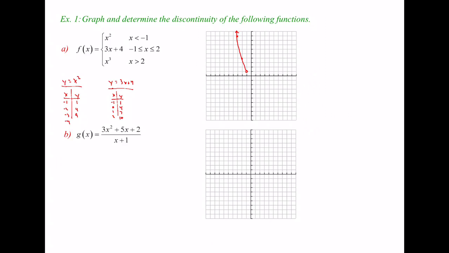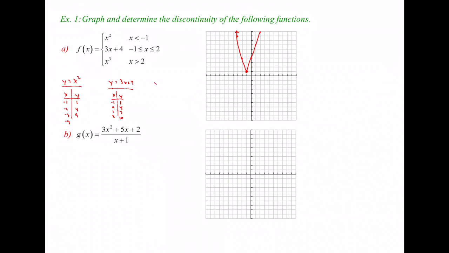At -1 and 2, they're both included. So at (-1, 1), where originally it was open, now it is closed. And then you're at (0, 4), (1, 7), and then (2, 10). So right now it's still continuous.